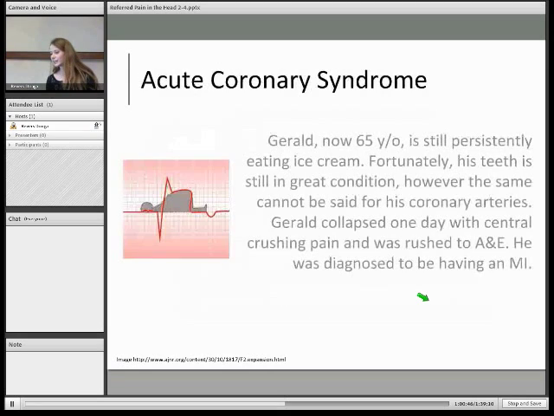And then finally, we're just going to look at MI. So Gerald, he's now 65, after persistently eating his ice cream, he's now got a problem with his coronary arteries, and he collapsed and had an MI.